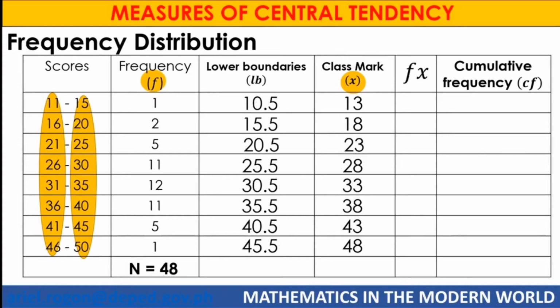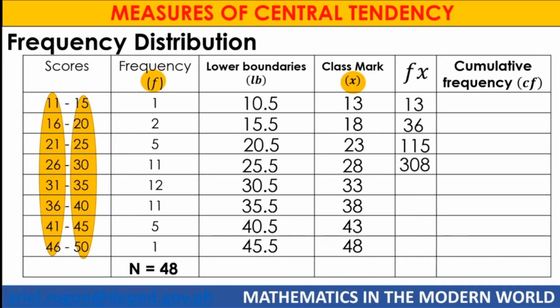In algebra, we all know that if we have that kind of expression, all we need to do is to multiply, right? So, what we're going to do is the same. Multiply f times the x. So, multiply the frequency times the class mark. So, we have there 1 times 13, that is equal to 13. 2 times 18, that is equal to 36. And then 5 times 23, that is 115. Then we have there 11 times 28, that is 308.